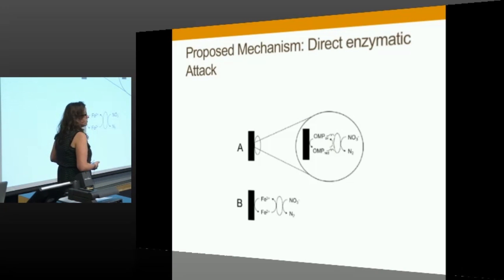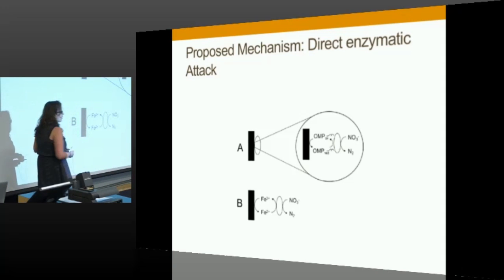So this is the idea. Based on the evidence, we don't think these are abiotic processes, just abiotic dissolution coupled to iron oxidation. We think that it's a direct enzymatic attack.